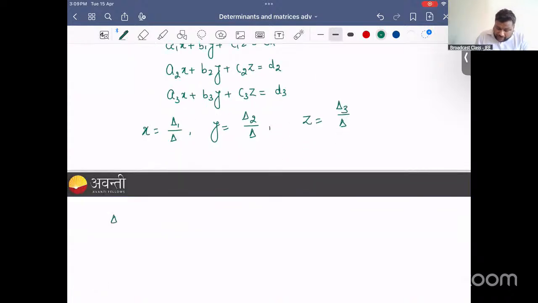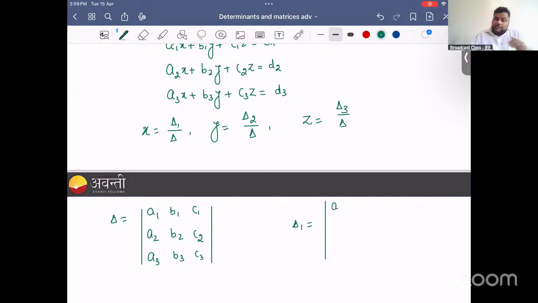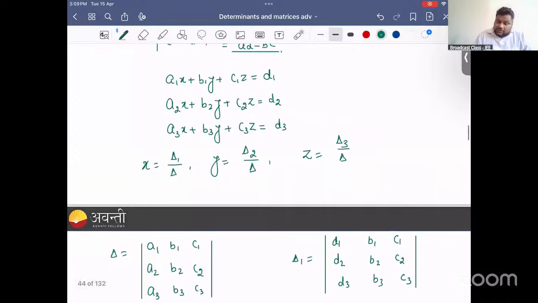Now, like in the 2 by 2 case, what is delta? Delta is the determinant formed by the coefficients of x, y, and z. So it is A1, B1, C1, A2, B2, C2, A3, B3, C3. Now what is delta 1? In delta 1, replace the column of x by D1, D2, D3. So D1, D2, D3, B1, B2, B3, C1, C2, C3. Note it down quickly.